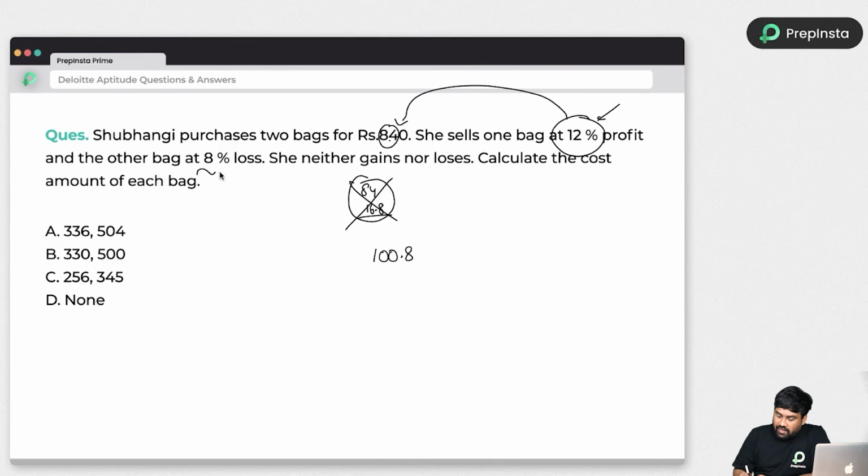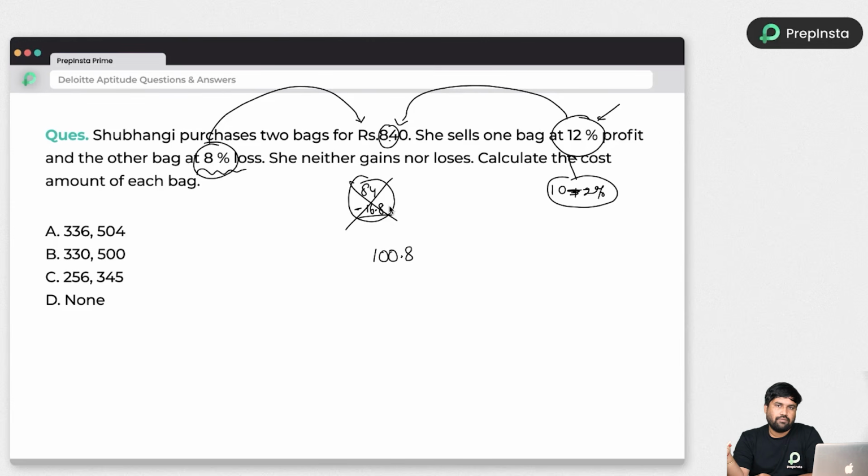But there is a second case if you sell at 8% loss. If you sell at 8% loss, you have to subtract, right? 84 minus 16.8. See, I found 10%, I found 2%. If I add, it becomes 12%. If I subtract, it becomes 8%. So with the same values, I am finding the two values. The problems are designed in this way only. The subtraction leads to 67.2. So this is the profit, this is the loss.